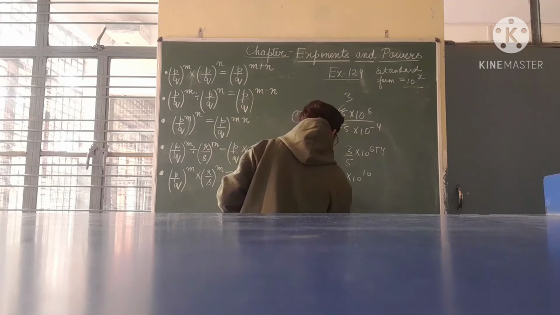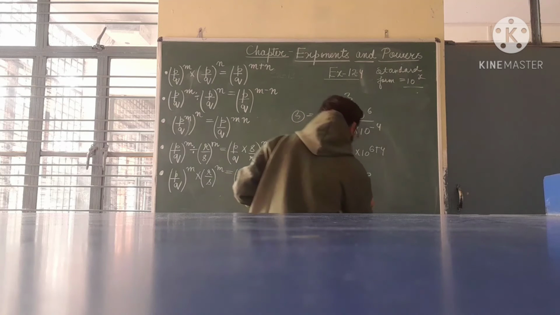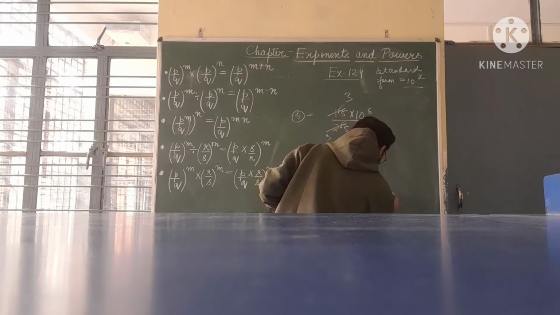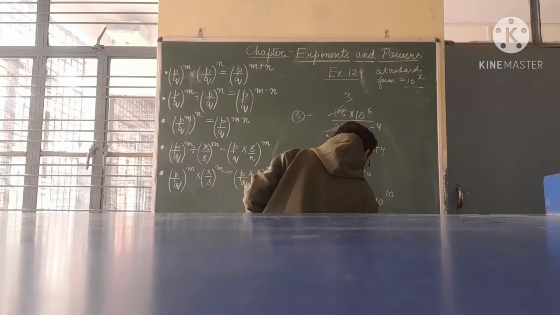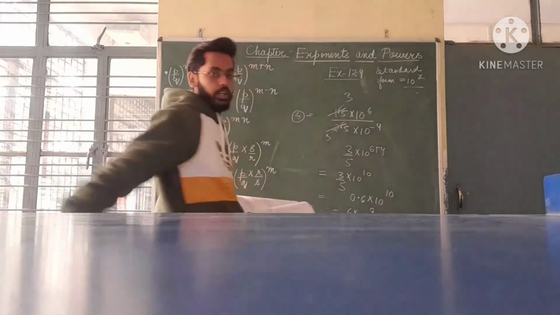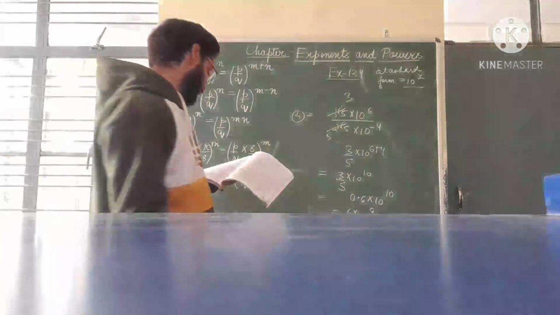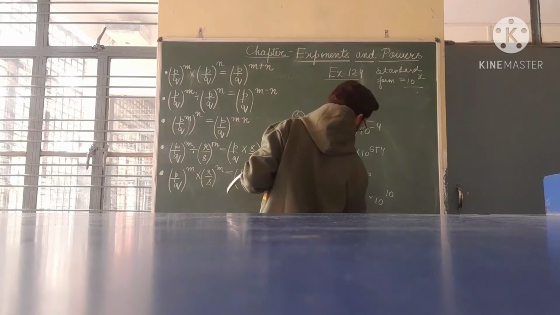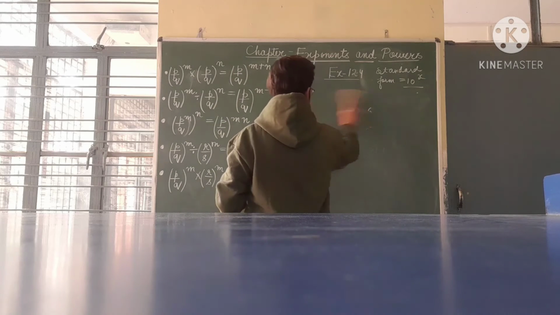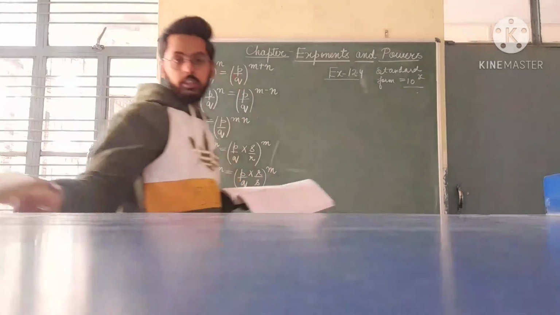We get 0.6 into 10 to the power 10. Now if this point moves one place, then it will become 6 into 10 to the power 9. Like this we have to solve the question. That is in standard form. The standard form will become 6 into 10 to the power 9. Is it clear, students? Is it clear?